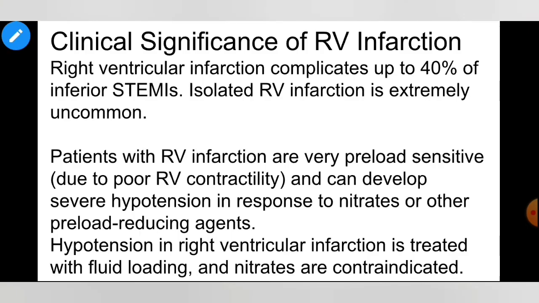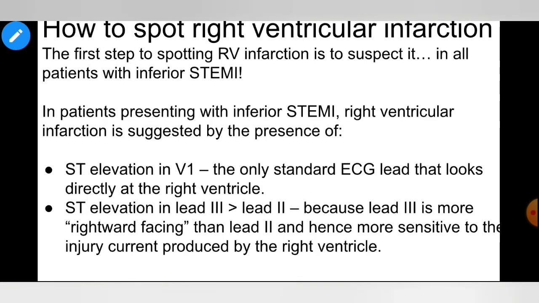What is the clinical significance of right ventricular infarction? All of you know that right ventricular infarction complicates up to 40% of inferior STEMI, and isolated RV infarction is extremely uncommon. These patients are very sensitive to preload reduction, that is sublingual nitrates or nitroglycerin of any form, and they can develop severe hypotension in response to nitrates or other preload reducing agents. Hypotension in these patients is treated with fluid loading, and nitrates are contraindicated in these patients.